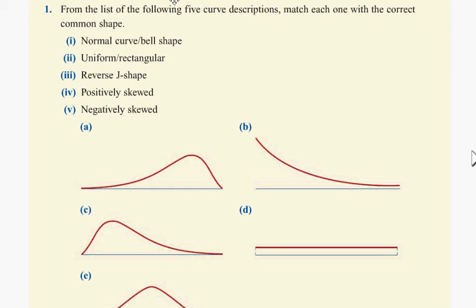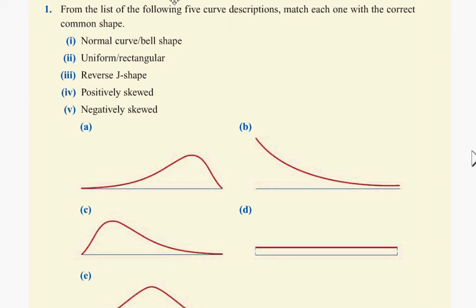A is negatively skewed. You know it's negatively skewed because there's a tail further towards the left. Tail left is negatively skewed. Tail right, positively skewed. So you know A is negatively skewed, C is positively skewed.